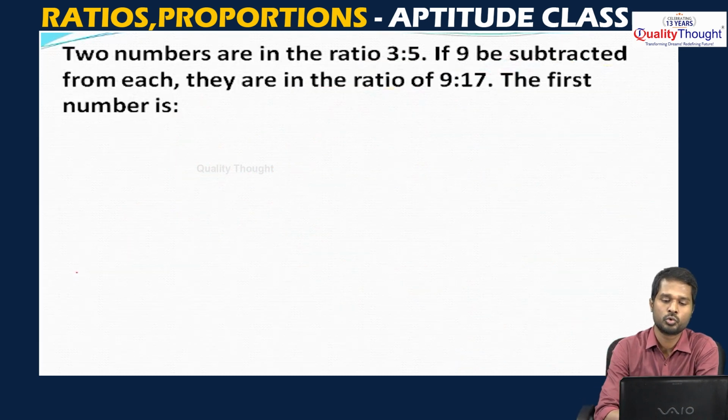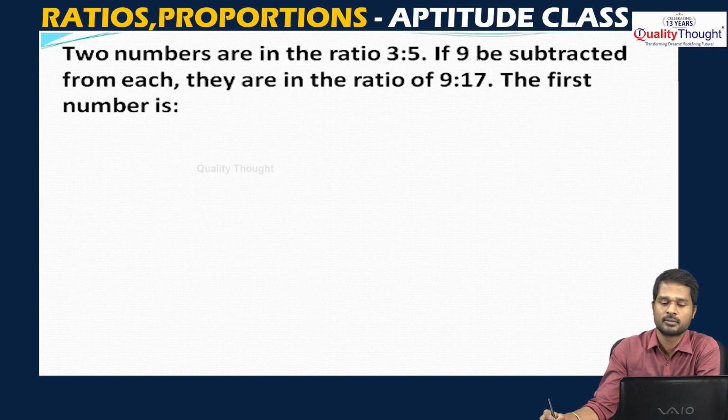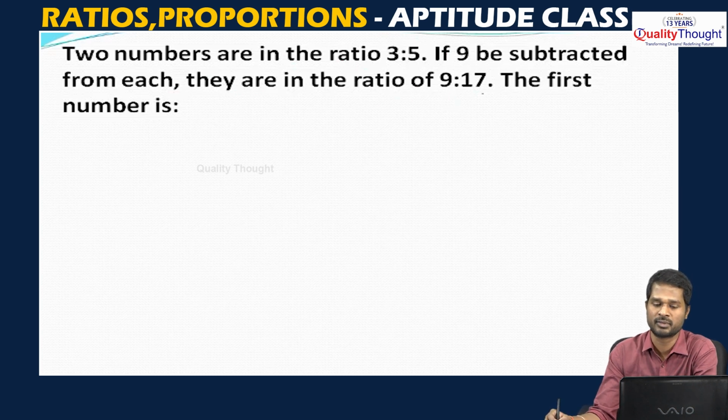The question says 2 numbers are in the ratio 3:5. Let us see this question completely. 2 numbers are in the ratio 3:5 originally. If 9 is subtracted from each of these numbers, the new ratio has become 9:17. Then what is the first number? That's what we need to tell.